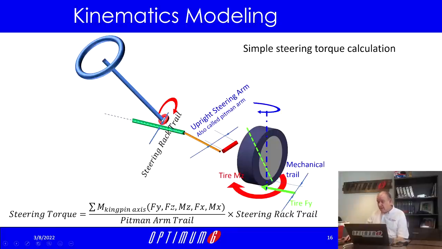Yes, a car with more downforce will have more steering torque because the vertical load has an offset compared to the kingpin axis. And then you even have the FX when you brake or accelerate, and even the MX, which is called the camber torque by some people. And then, of course, the length of the steering arm and the steering rack trail, as we call it here.